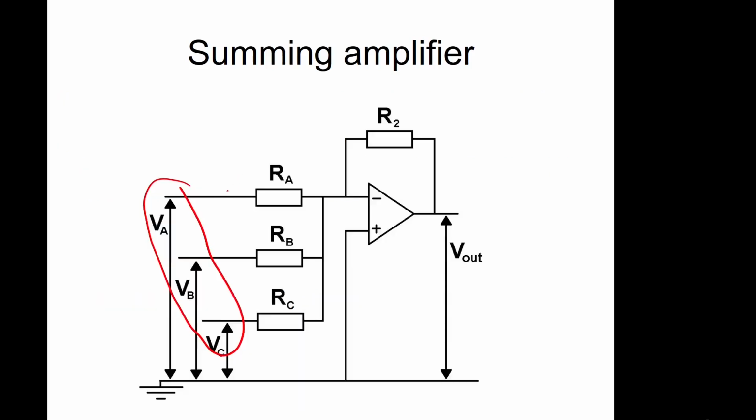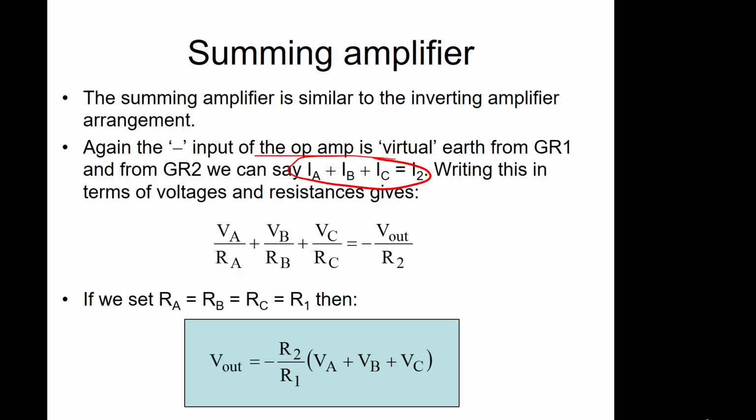So we can say we've got a current here, IA, a current here, IB, a current here, IC. All these currents add together. Nothing goes through the op-amp. All the current goes through this way, through R2. So the current through resistor A is given by VA over RA. Similarly for resistance B and resistance C. So the three currents add up and all pass through the feedback resistor with this value.